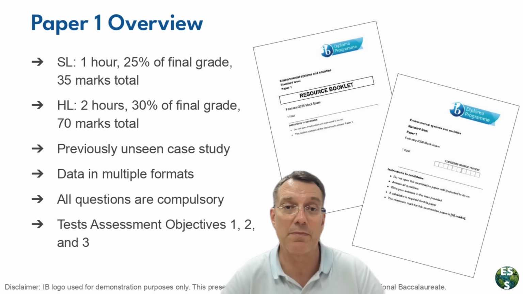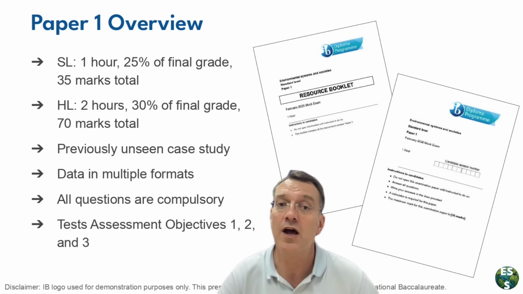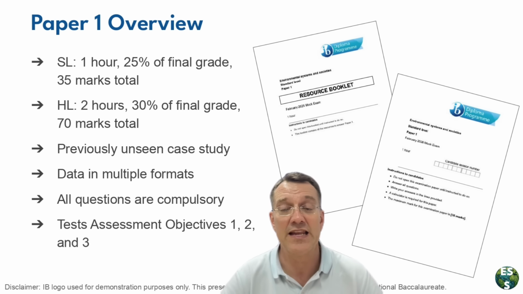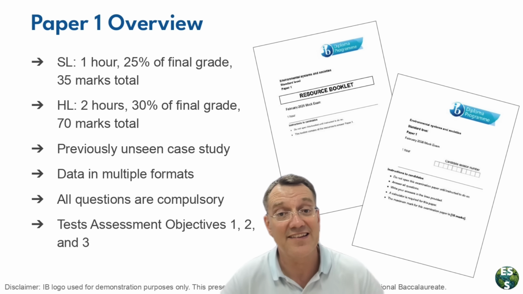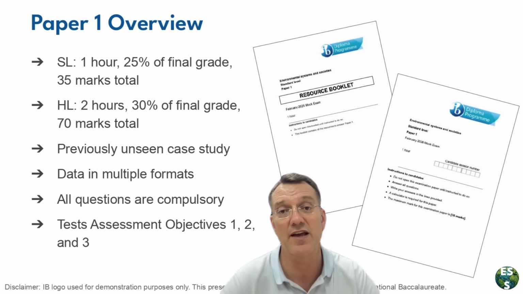So what exactly is paper 1? Paper 1 is a case study exam. That means you're going to receive a resource booklet on the exam day that contains data about a real environmental situation, a place, an ecosystem, an issue. It's usually geographically centered. You've never seen it before, at least not officially. That's intentional. The IB wants to see whether you can apply the knowledge and the skills that you've built throughout the course to a brand new context.